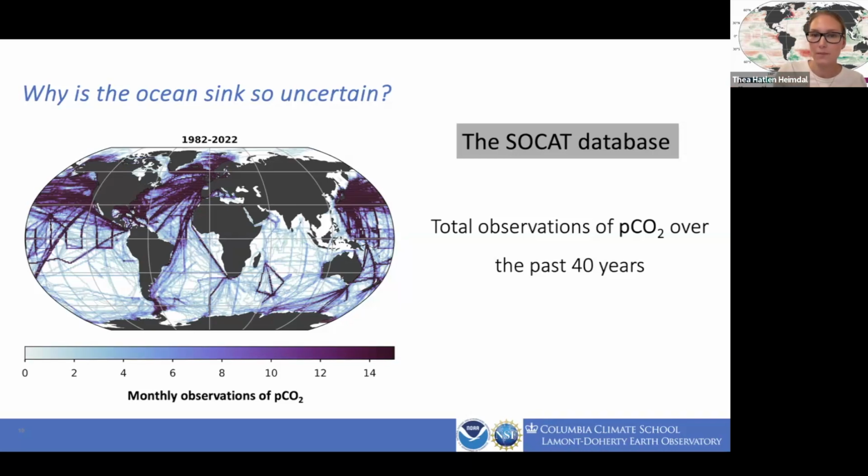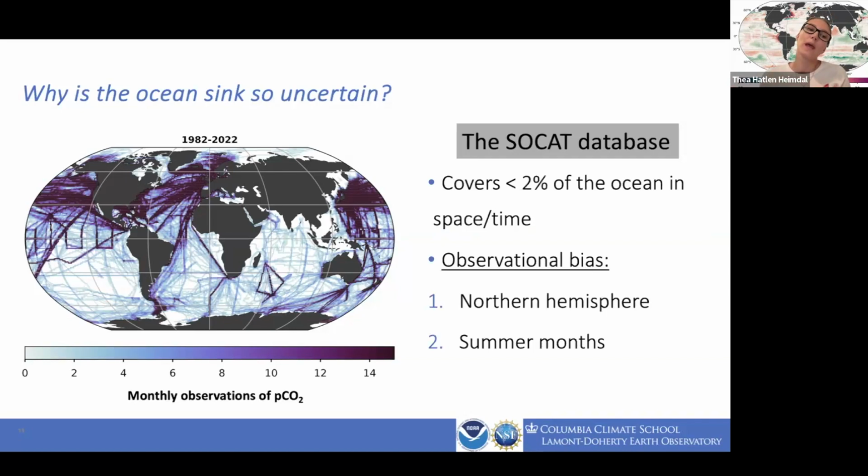And what we see here is, we have global coverage if we're thinking about this whole time period, but we also have really large gaps. In fact, the SOCAT database covers less than 2% of the global ocean in space and time. And we can also see by the colors here, so darker color means more observations. The observations are highly biased to the northern hemisphere. We have way less observations in the southern hemisphere, and also way less observations during winter months. We can't see that in this figure, but that is also another way this database is biased.